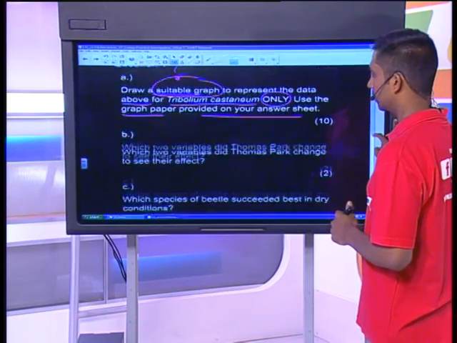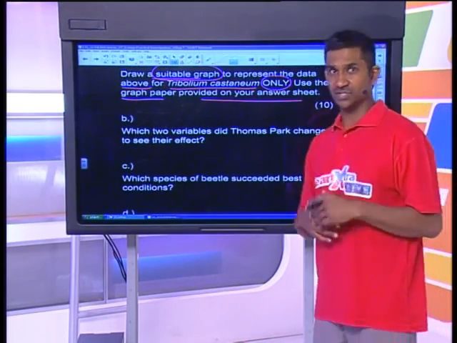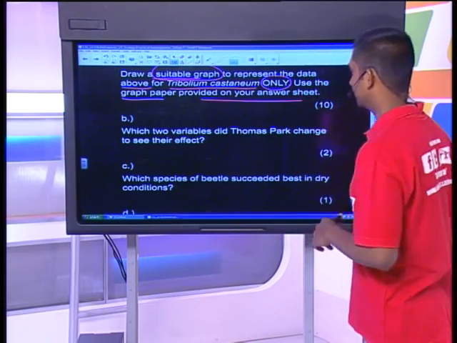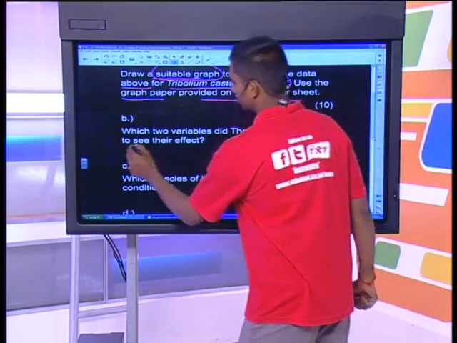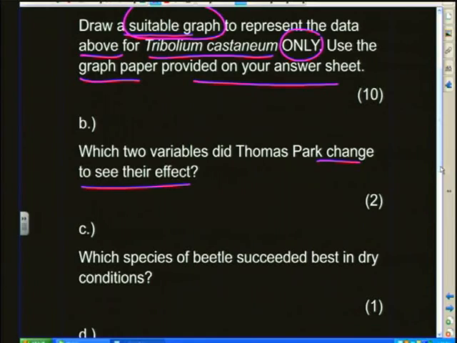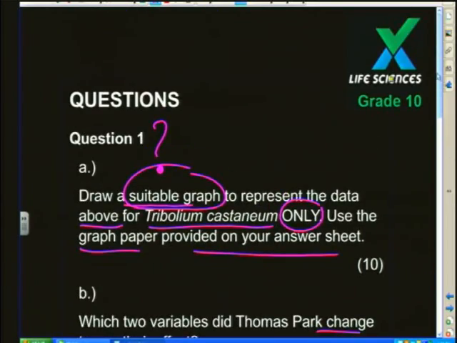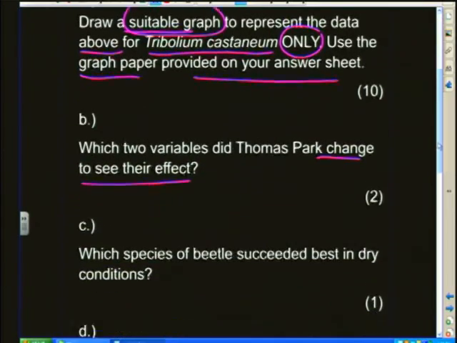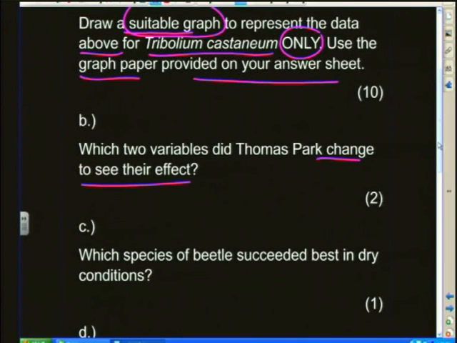Okay, so let's go on to the next question, which is more important. Which 2 variables did Thomas Park change to see the effect? So which 2 variables did he change? Remember, we highlighted these, and we said that he looked at changing the temperature and the moisture.